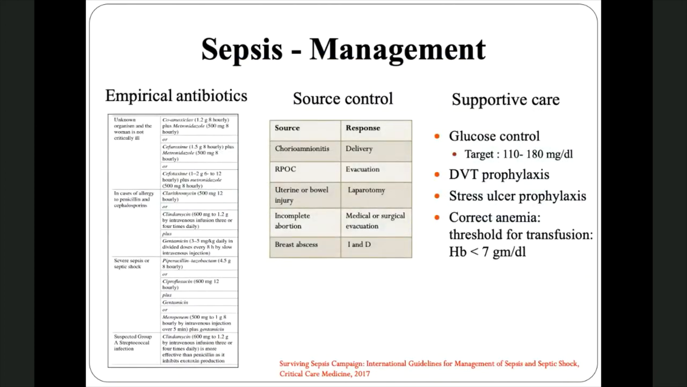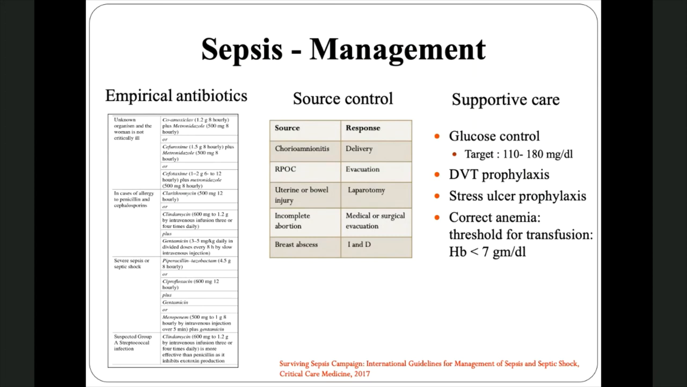Okay, so coming back to sepsis management, there should be prompt administration of empirical antibiotics. But before you give antibiotics, you should take proper samples. What do you mean by proper sample? If you are suspecting wound infection, take a wound swab. If you are suspecting chorioamnionitis, take a high vaginal swab. If you are suspecting blood infection, then take blood culture. If you are suspecting pyelonephritis or UTI, take urine culture. This needs to be individualized in all these patients.